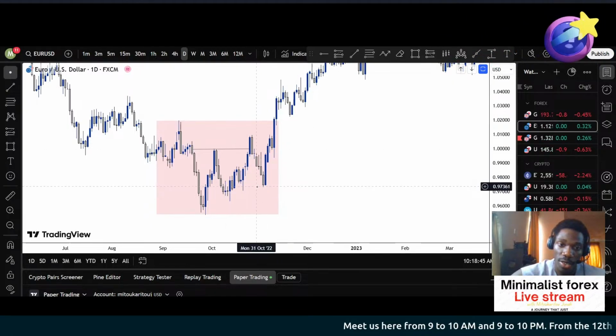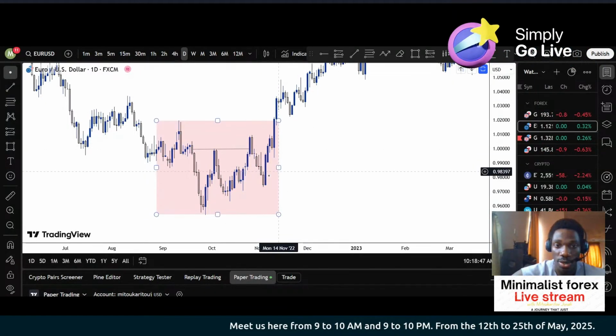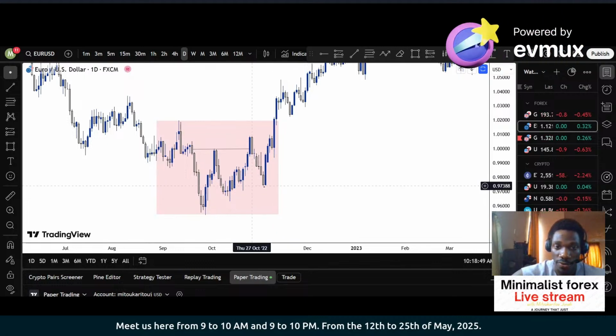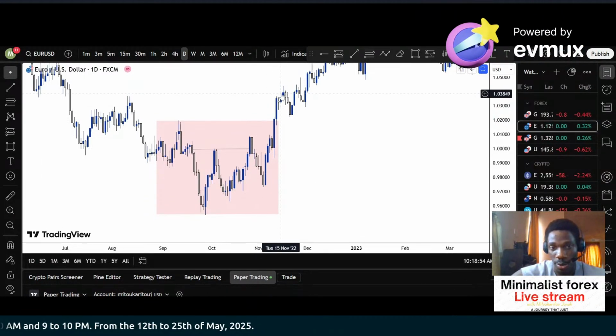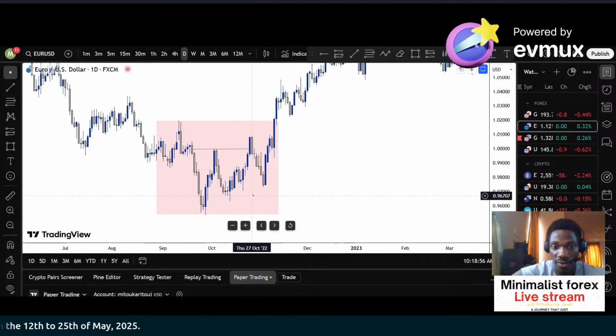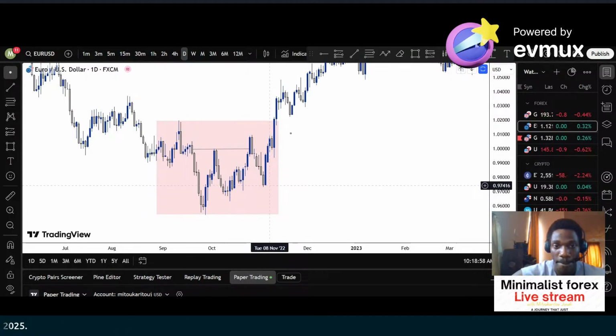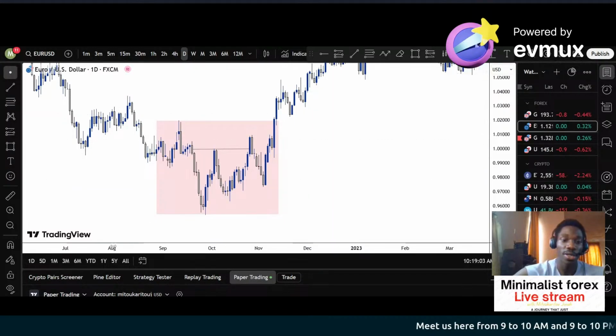Why? Because what made price shoot up this much was money. They injected a lot of funds into the chart at that point, and then it pushed price all the way up. And just because they have trades there, they wouldn't want price to come below. So whenever price comes down to that point, it's going to shoot up again. All right, so that's a demand zone.